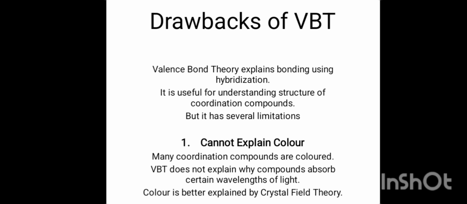The second drawback of VBT is that it cannot explain the magnetic properties of coordination compounds clearly. VBT tells whether a complex is high spin or low spin, but it does not clearly explain why electrons pair or remain unpaired. Magnetic behavior is not fully justified in VBT. The third limitation of VBT is that there is no concept of d orbital splitting. In a free metal ion, d orbitals are equal in energy. VBT does not explain splitting of d orbitals in the presence of ligands. It does not explain the energy difference.